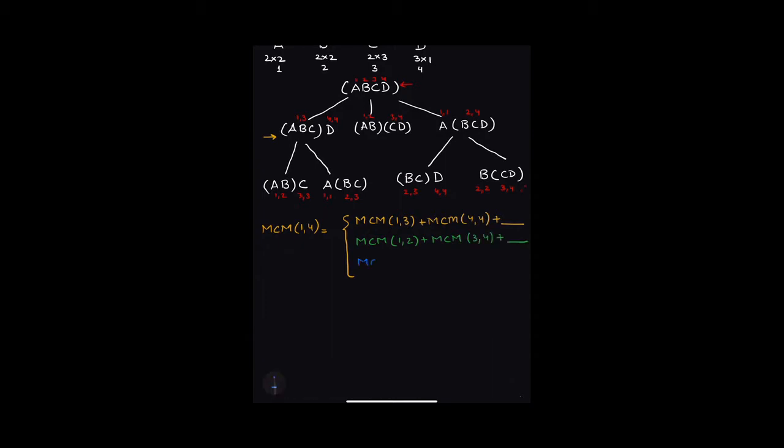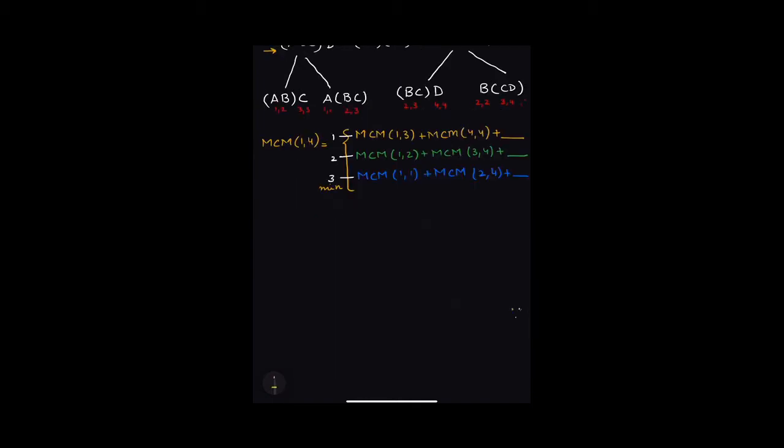Then I can also calculate MCM of 1, 1 plus MCM of 2, 4 plus some cost. And I will be taking the minimum of them. So now let me mark them as equation 1, equation 2 and equation 3. To further solve equation 1, we have to find the value of MCM 1, 3.